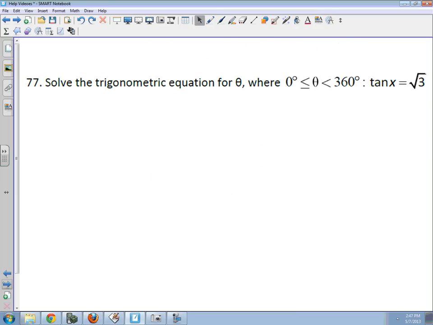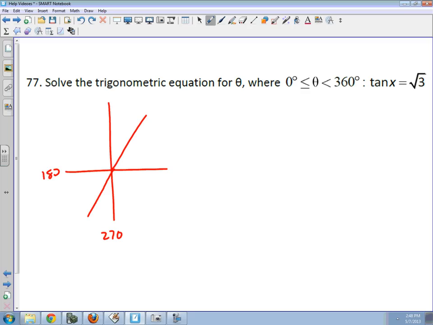Next, to solve the trigonometric equation for theta, where theta is between 0 and 360. So tan of x equals root 3. All right, I know that happens 2 times. So I know that the tan of x equals root 3. The tan is positive in the first quadrant. All right, and I know it's also positive in the third quadrant. So I'm looking for 2 angles. One will be between 0 and 90, and the other will be between 180 and 270.